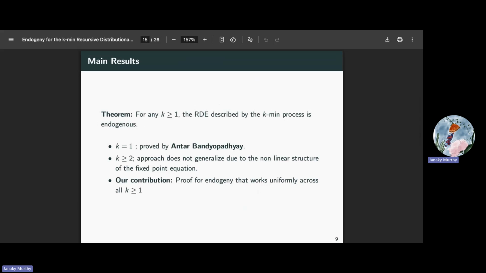A little bit of history: k equal to 1 corresponds to the minimum weight perfect matching. The endogeny property has already been proved by Aldous and Bandyopadhyay earlier. However, for k greater than 1, the same approach does not generalize due to the non-linear structure of the fixed point equation. Our contribution is the following. We provide a proof of endogeny that works uniformly for all k greater than or equal to 1.